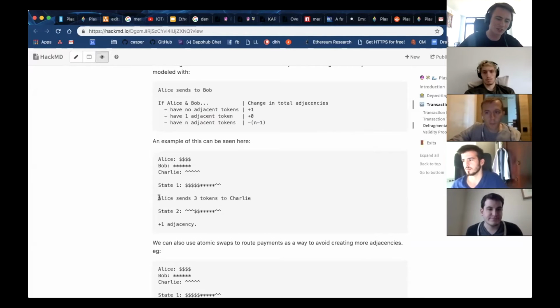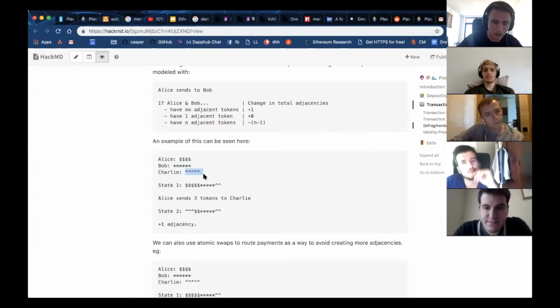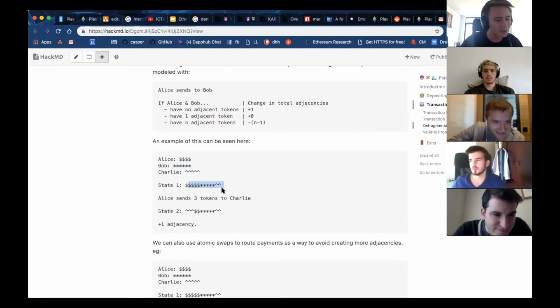Something cool that we can do. Well, actually, first there's an example of this right here. There's Alice. Alice has four coins. Bob has six coins. And Charlie has five. Oh, Charlie doesn't have five coins, sorry. Charlie has two coins. So let's say we start out with this state right here.